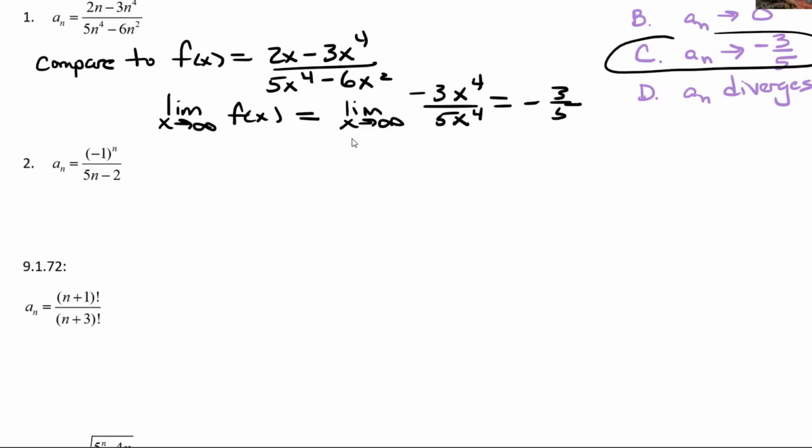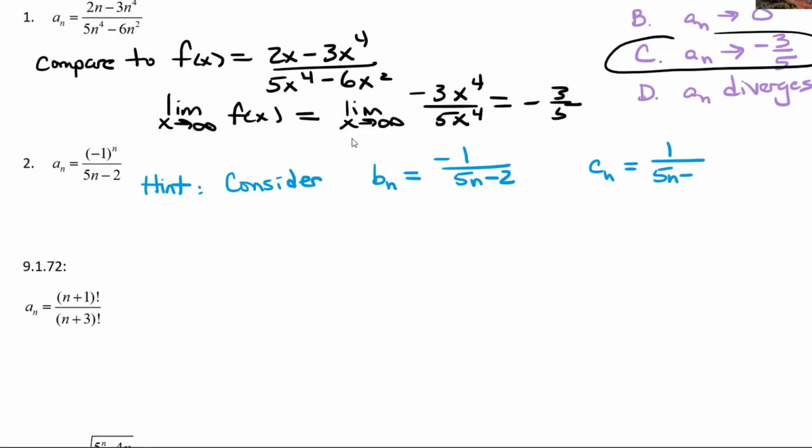Okay, so I'm going to give you a hint on this one, and my hint is to consider the sequence, I'll call it b sub n, that's equal to -1 over 5n minus 2, and the sequence c sub n, which is equal to 1 over 5n minus 2.